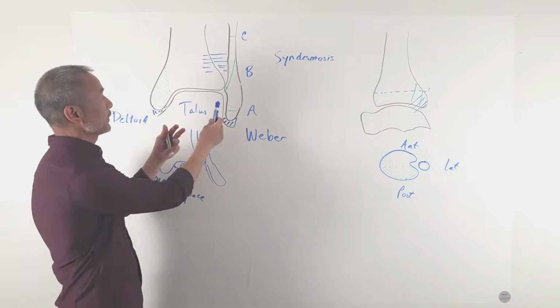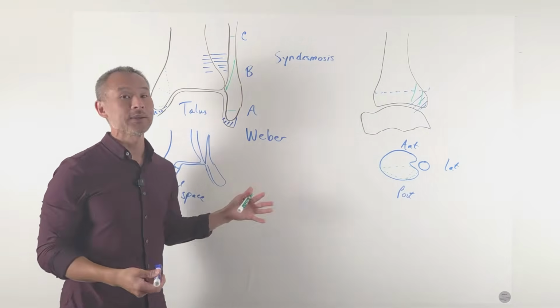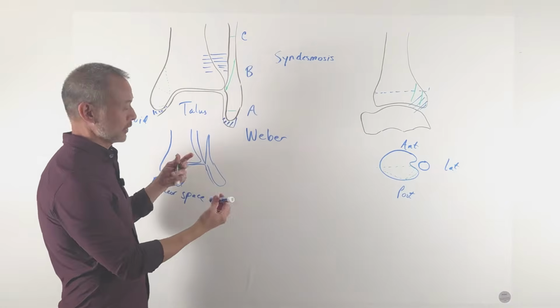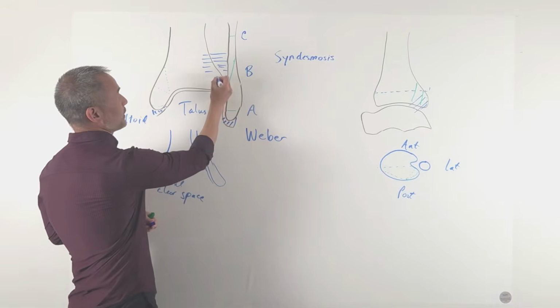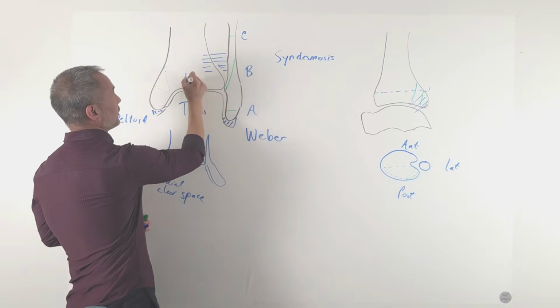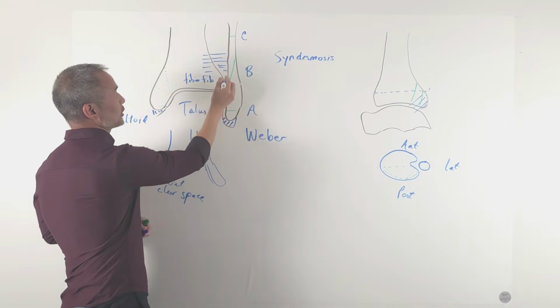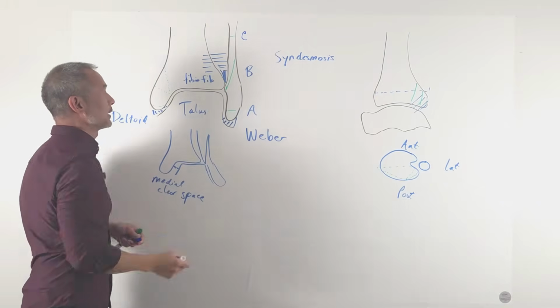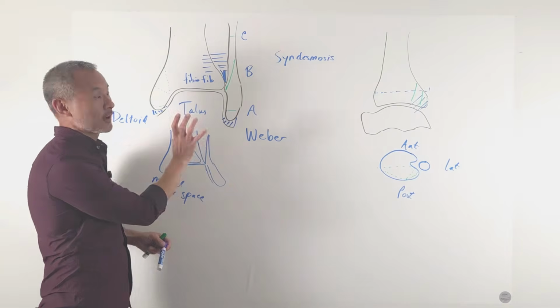Moving on to the next ligament, which is the syndesmosis. It's probably the most challenging ligament to assess when looking at x-rays alone. The reason is this space, which is a space between the tibia and the fibula, so we call it the tibiofibular clear space. This clear space changes very much depending on the rotation of the x-ray.